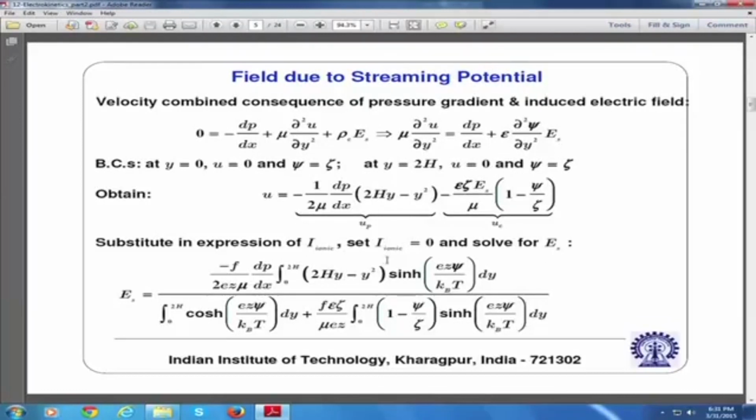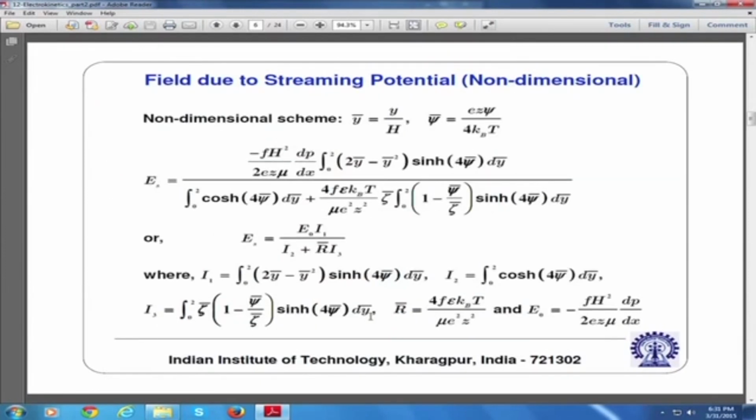What we have done here is we have replaced the n plus and n minus through the Boltzmann distribution. So, you can see these sinh, cosh terms have appeared, and you can express this in suitable non-dimensional forms also if you want, by expressing y non-dimensional equal to y by h, psi non-dimensional equal to z e psi by 4 kBT, like that. This is not important, the important thing is the concept that we have gone through to understand what is streaming potential, how is it induced, and what are its practical utilities.